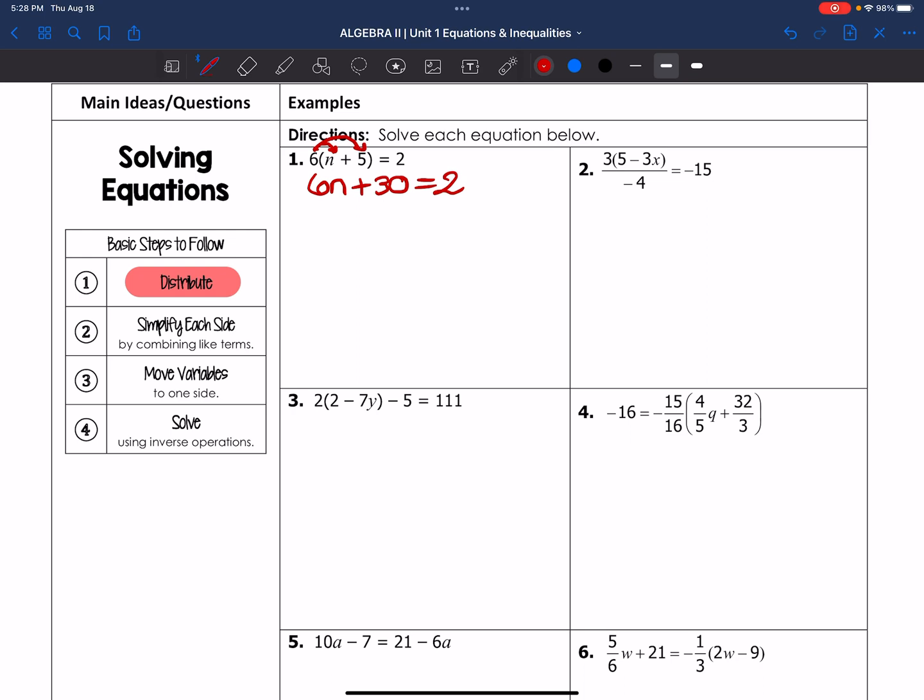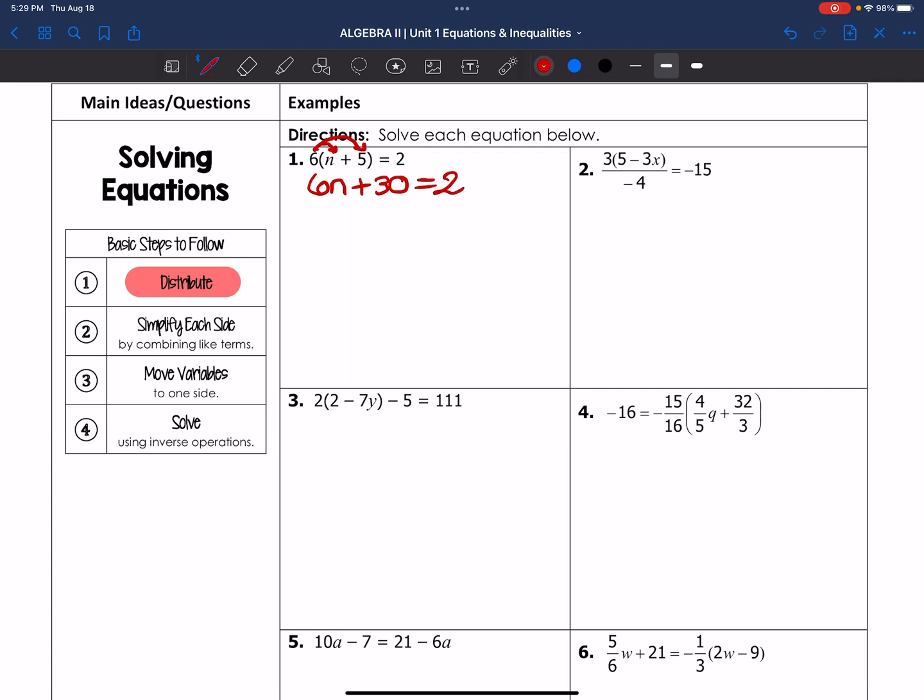All right, ladies and gentlemen, we continue to solve. To solve for our variable, we're going to go ahead and now look at step number 2. Is there any simplifying that we can do? Can we combine this term and this term together? What do you all think? Can we combine those? No, they are not like terms. So we'll move on to step number 3, which is to move our variables to one side. Well, how many variables do I have? I only have this one variable, this little n here. So, wow, we're already down here at step number 4. Step number 4 is then to use our inverse operations.